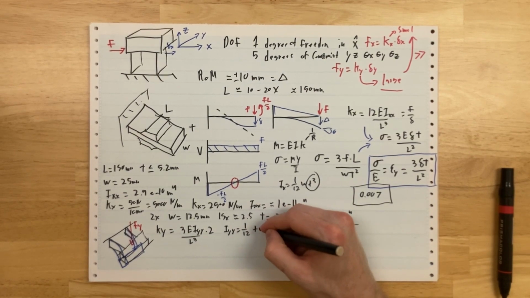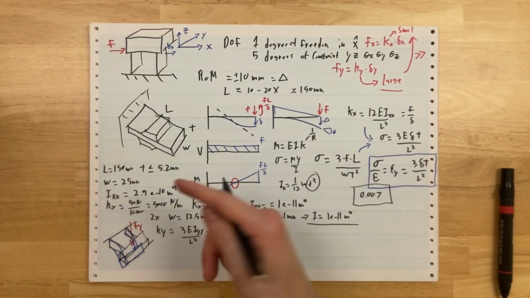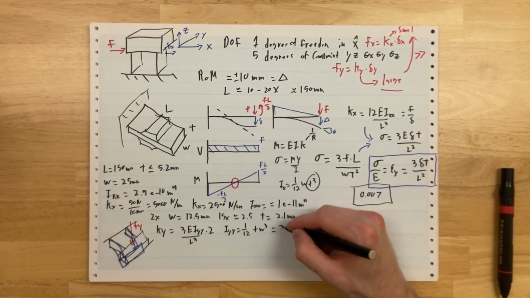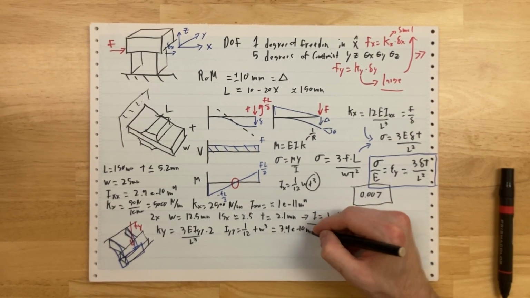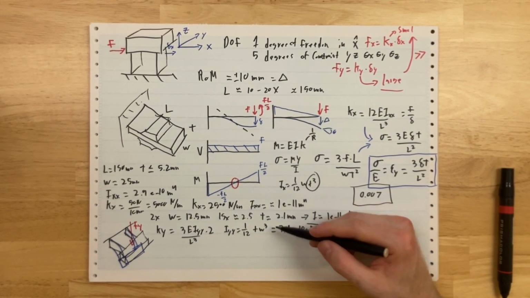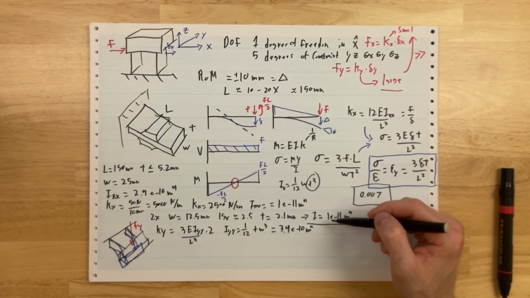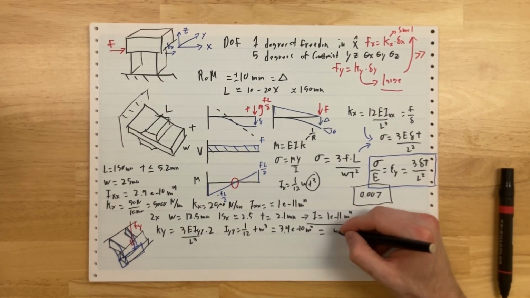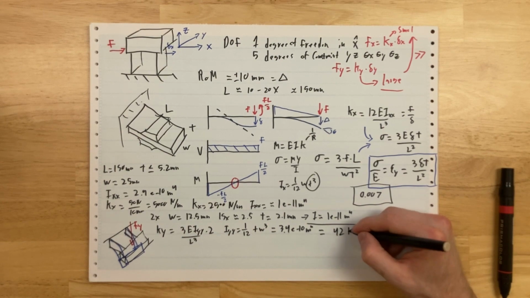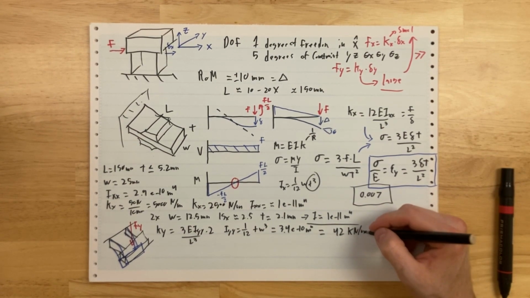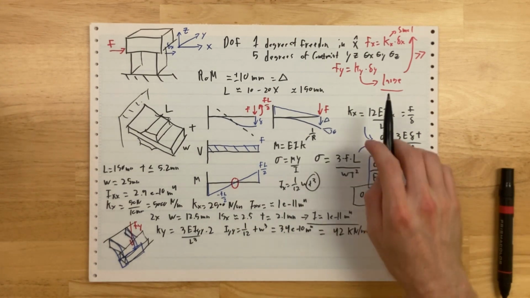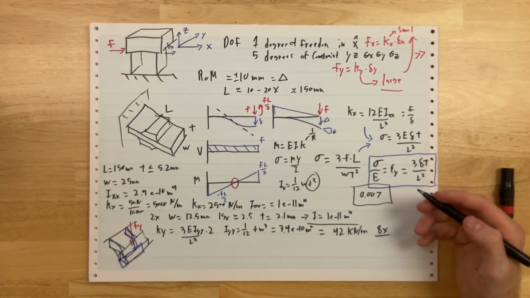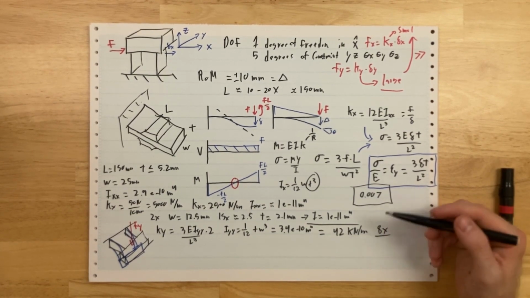IYY is 1/12 TW cubed, much bigger because W is bigger than T. And that is about, let's see, 3.4e-10 meters to the fourth. So the IYY is basically 30 times higher than IXX, just from a geometry standpoint. Putting that together, we get a KY equal to about 42 kilonewtons per meter. So the whole thing is 5 kilonewtons per meter in X and 42 in Y, so it's about 8x stiffer. Now that's not amazing. It's definitely much stiffer than in X, but it's not that stiff overall.